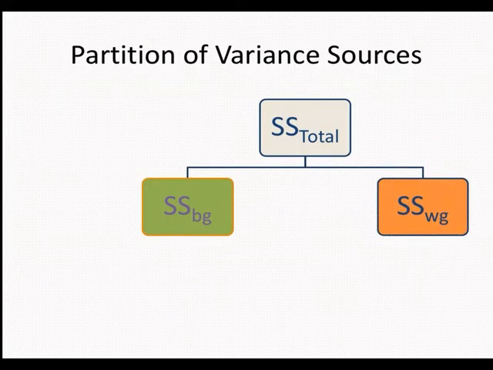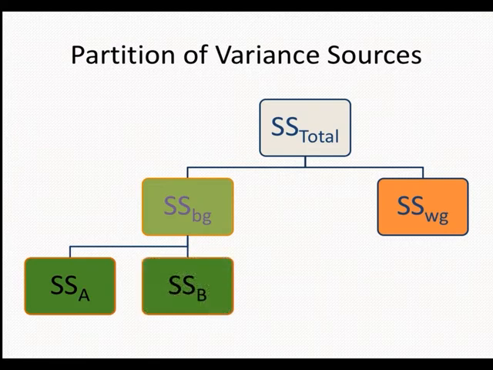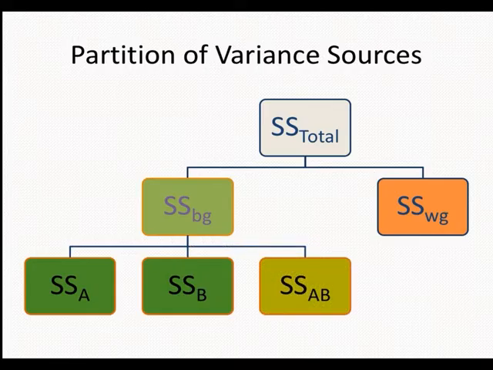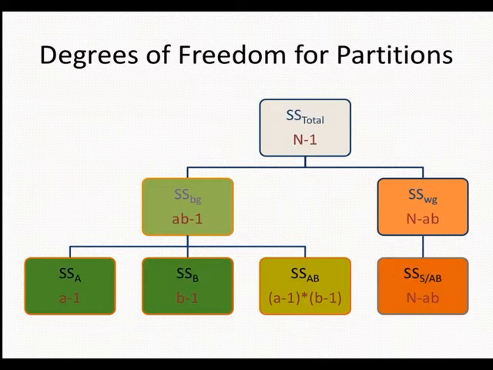So this is how the sum of squares is broken down. There's a between group sum of squares and within group sum of squares. So this is similar to one-way ANOVA. And the main difference here is that between group, it will consist of three components: A, B, and the interaction, and then the within group sum of squares.